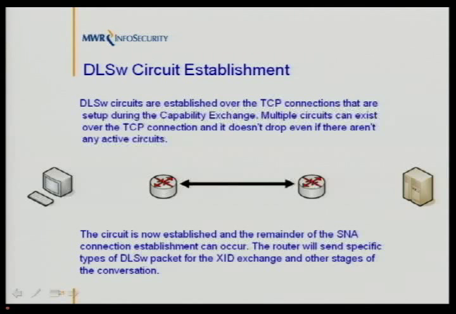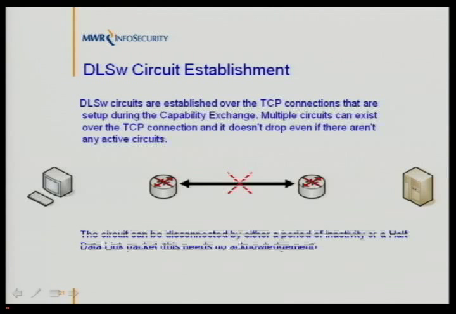So essentially in this process, we establish what's known as a DLSw circuit. The remainder of the SNA communication can now pass over this circuit, so we can encapsulate our SNA traffic in IP. And we can terminate this circuit as well. It's usually 15 minutes after the last activity that this circuit will be torn down. We can also send a halt data link packet if we want to tear it down immediately.